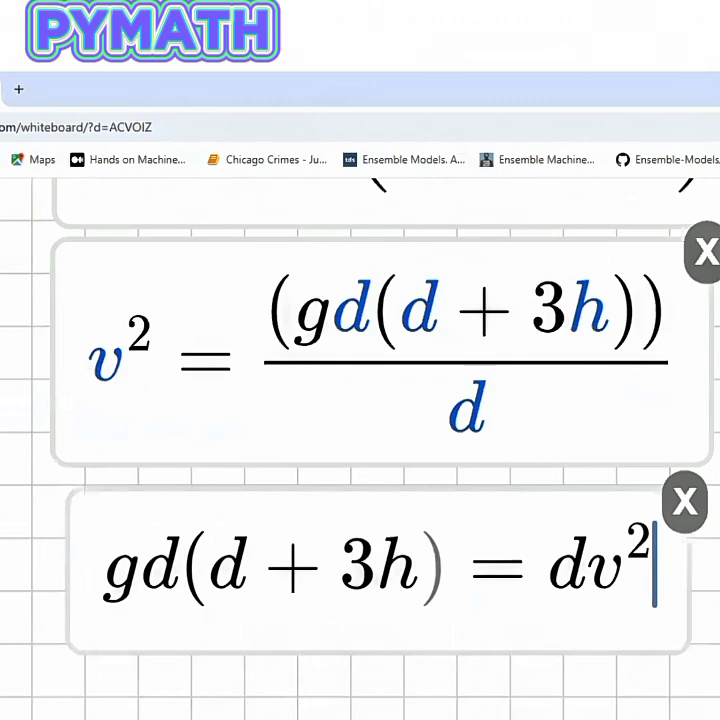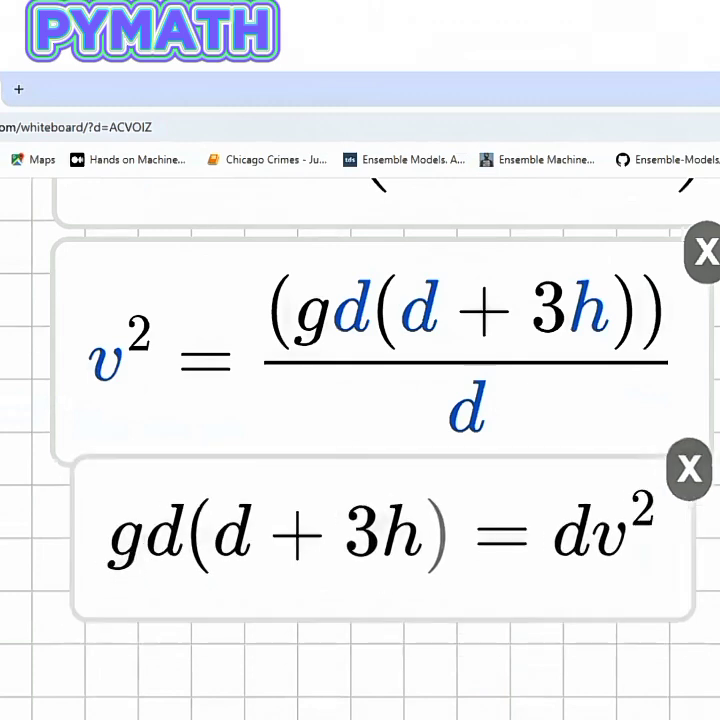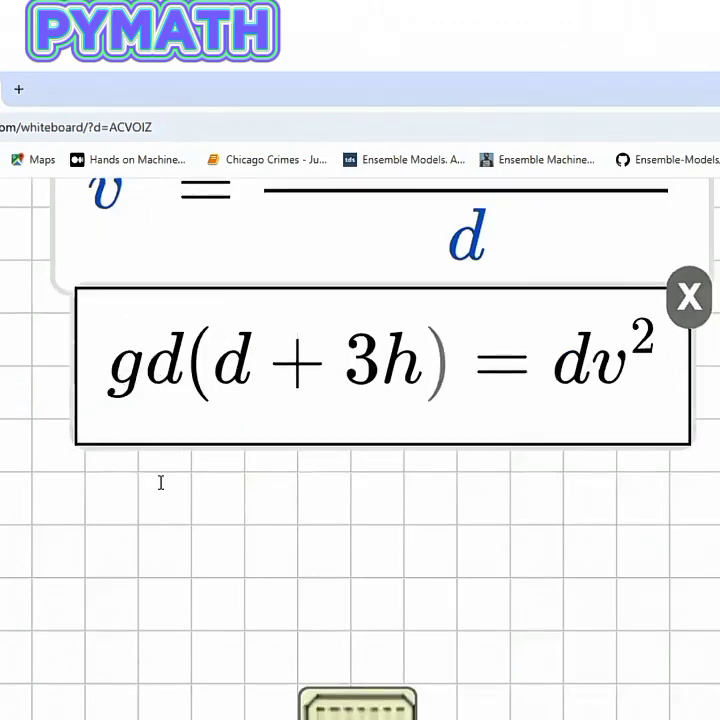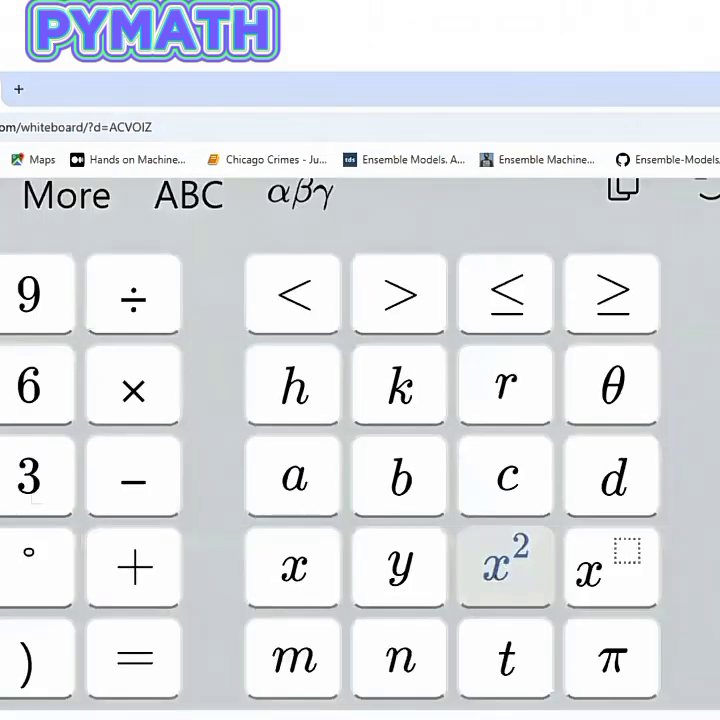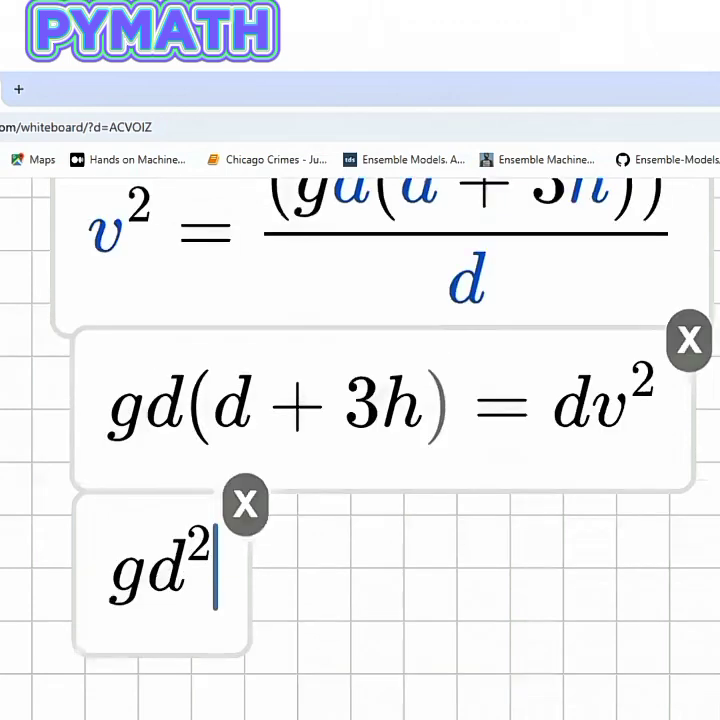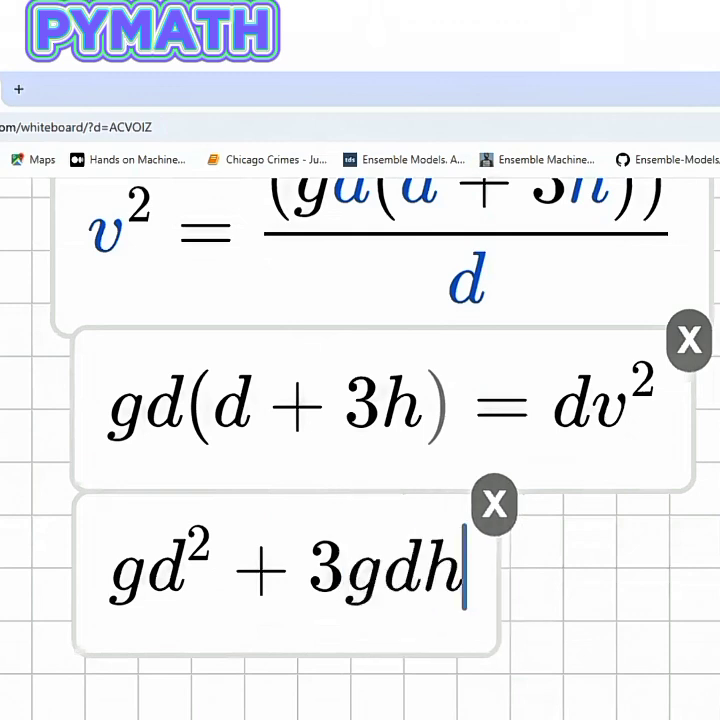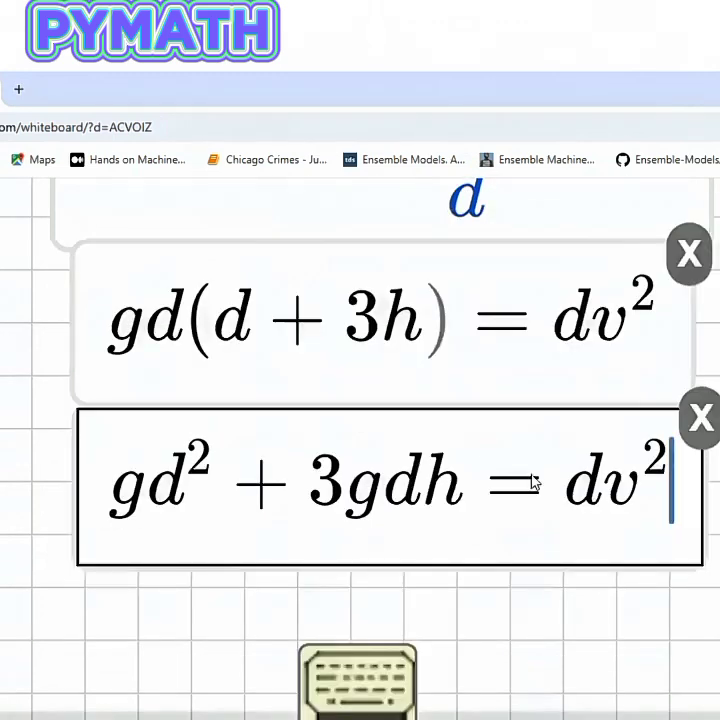Then our interest from this point, remember, is making h the subject of the formula. So let's open up this bracket by multiplying through by gd. If we run gd through, gd times d will give us gd squared. So we have gd squared plus gd times 3h, which gives 3gdh, equals dv squared. All right, so this is what we have.